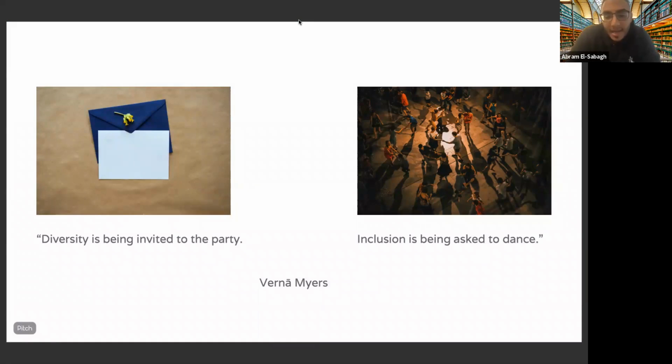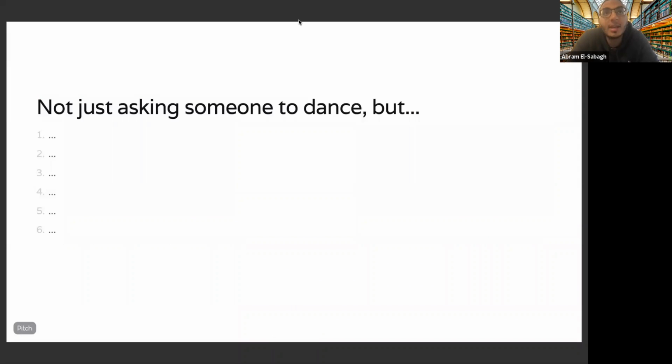So coming back to diversity is being invited to the party, inclusion is being asked to dance, I want you to have a think about how you can push that further. If we're saying it's not just about asking someone to dance, what could it be about? Does that make sense? Cool. That was a bad way of explaining it, but it made sense, so that's all that matters. So have a think about metaphors that you could apply to this.